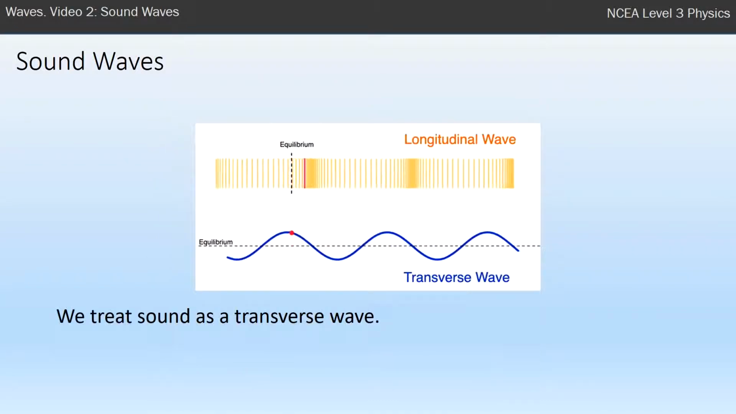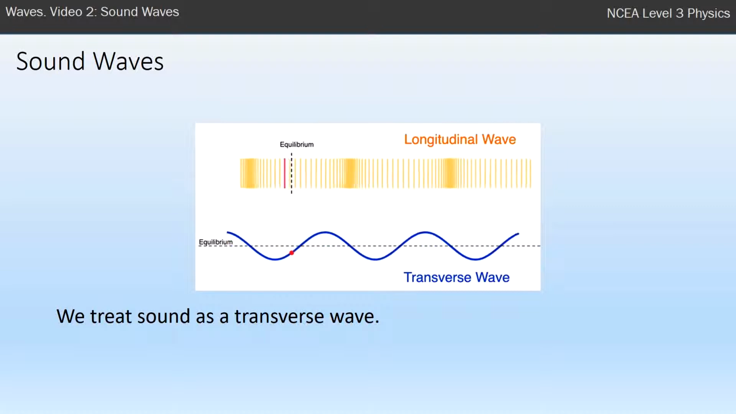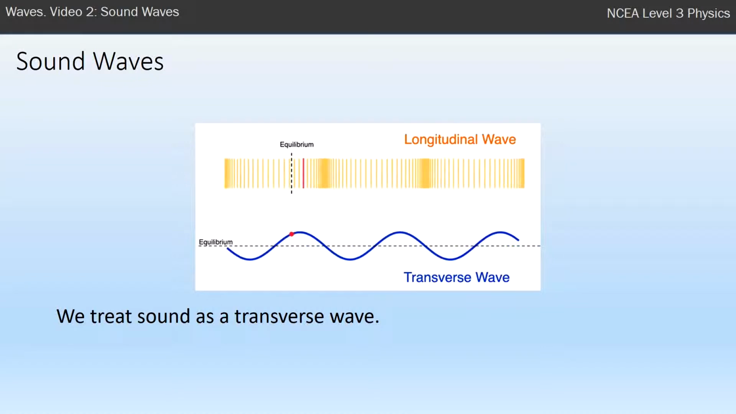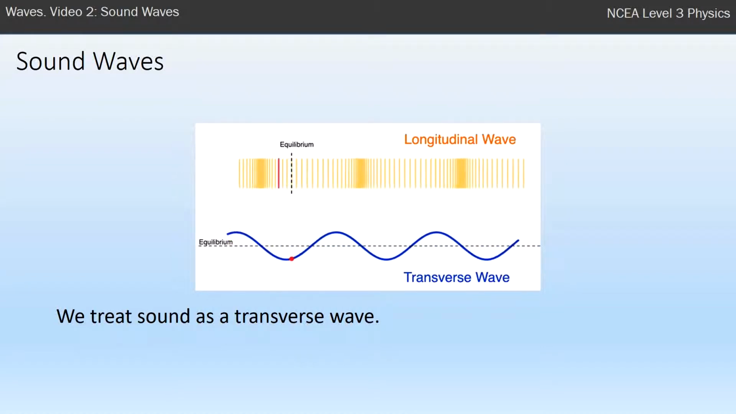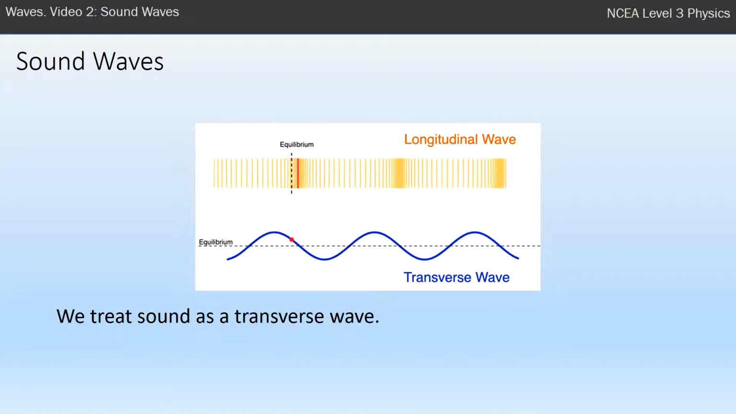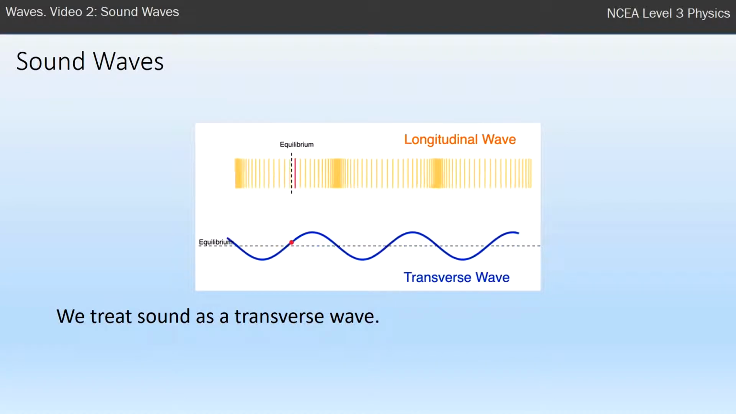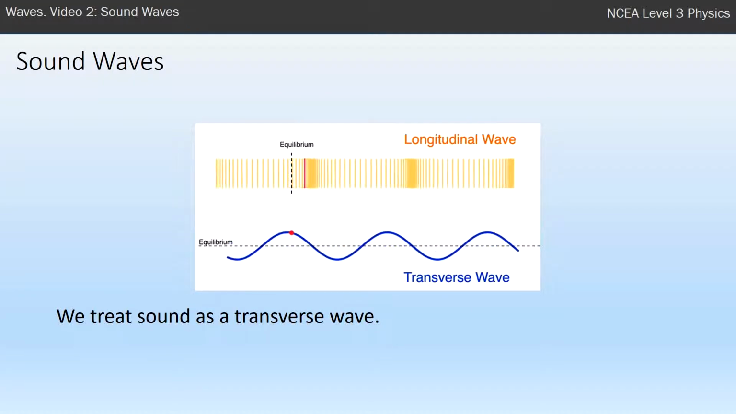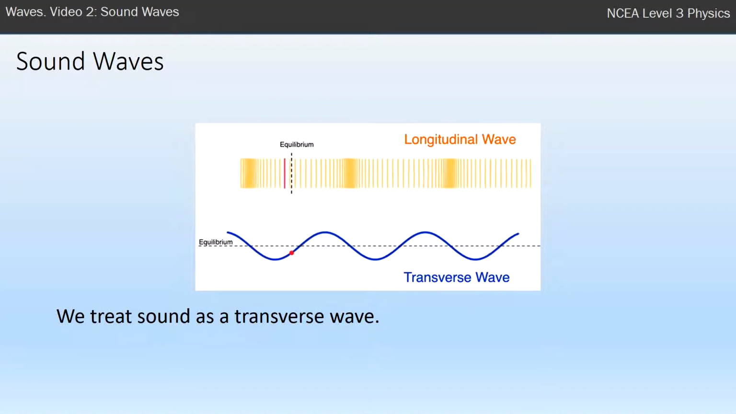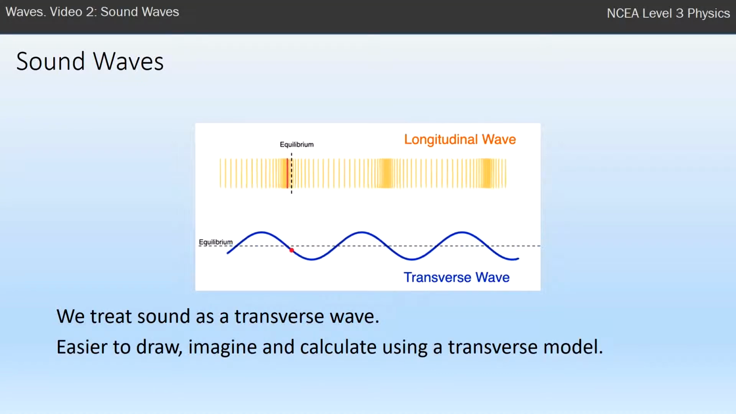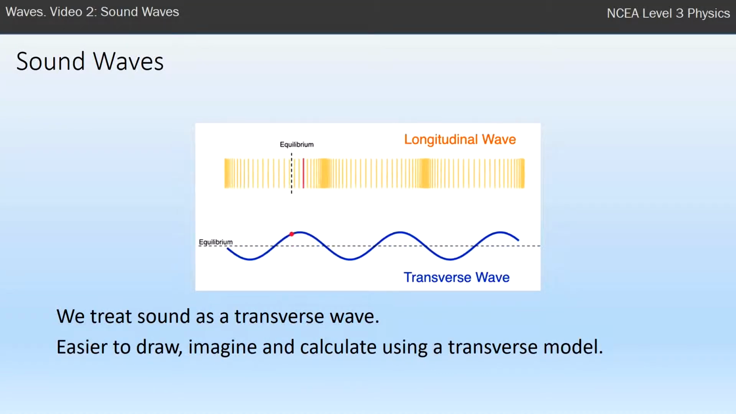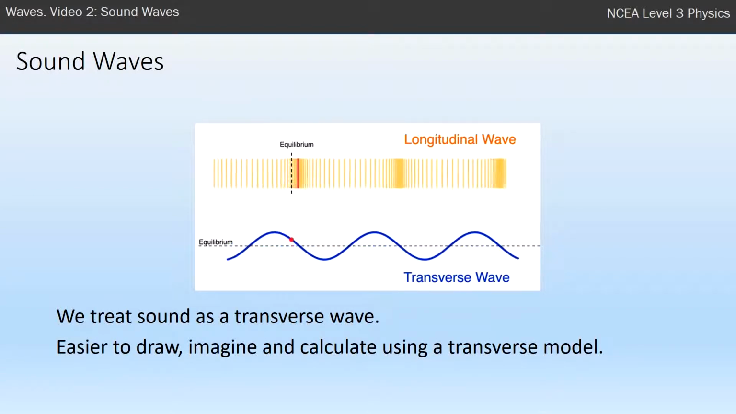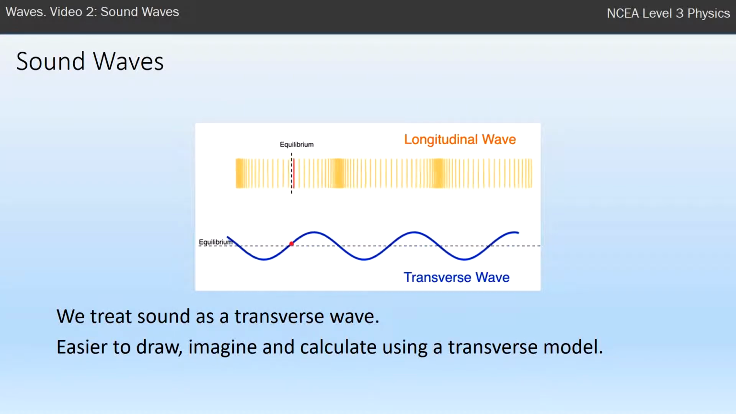Now, despite it being a longitudinal wave, we actually just treat it in physics problems as a transverse wave. The reason we can do that is it's kind of mathematically equivalent. We can simply line up peaks with compressions and troughs with rarefactions, and it just makes life easier. It makes life easier for diagrams. It makes life easier for adding waves together if we need to add waves together, and to do calculations with as well. So even though sound is a longitudinal wave, we often draw it and model it as a transverse sine wave.